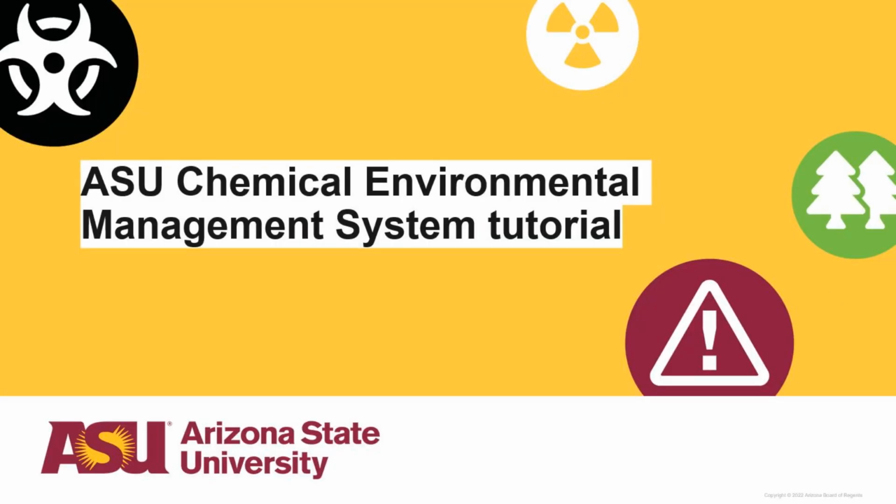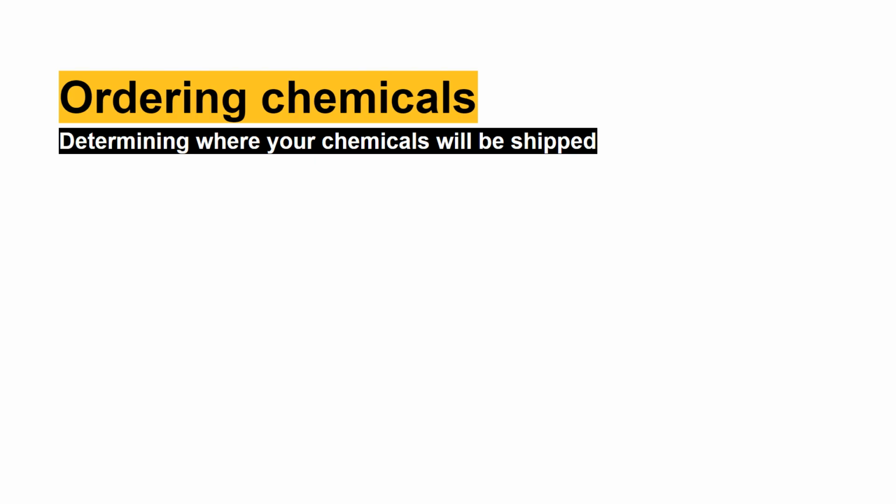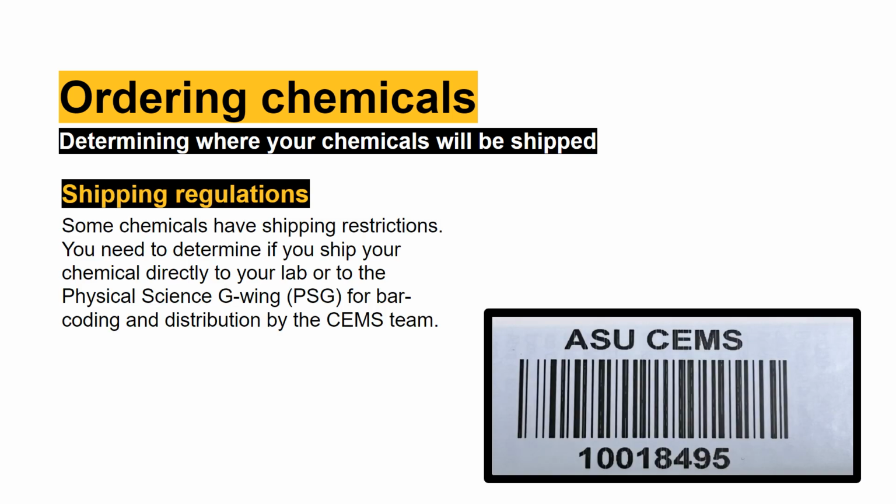This is an ASU Chemical Environmental Management System tutorial for ordering chemicals. This tutorial will help you determine where your chemicals will be shipped. Some chemicals have shipping restrictions.